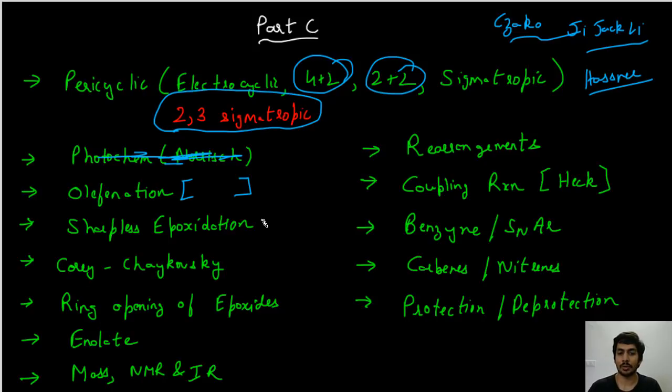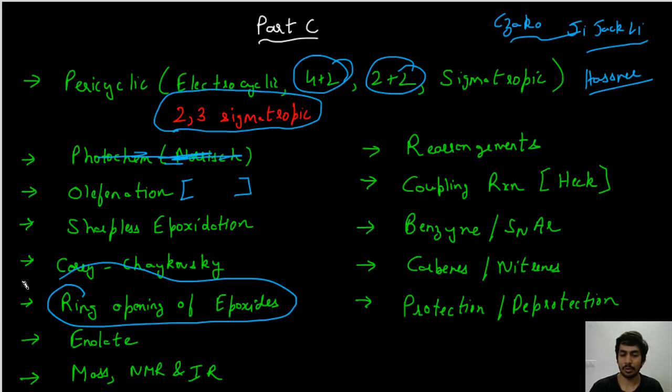Then we have Sharpless epoxidation. This is also one topic which is more or less asked in every examination. Then we have Corey-Chaykovsky reaction. Ring opening of epoxides, again a very, very important part. Again, a direct question would not be there from ring opening of epoxides.